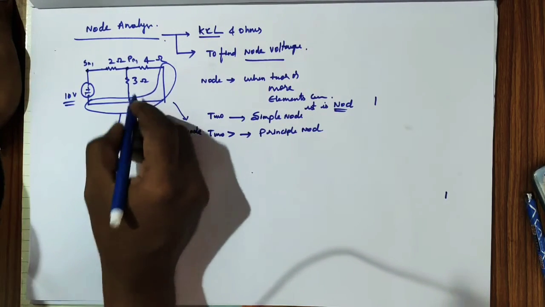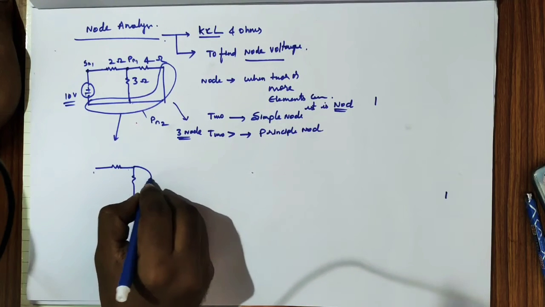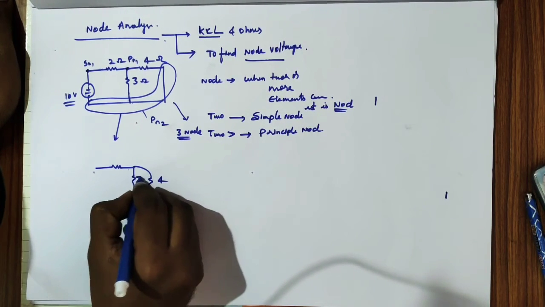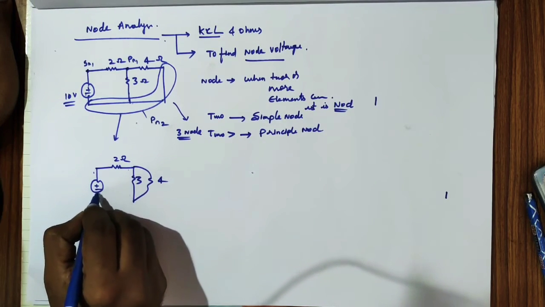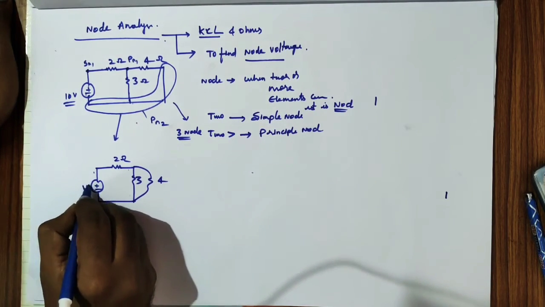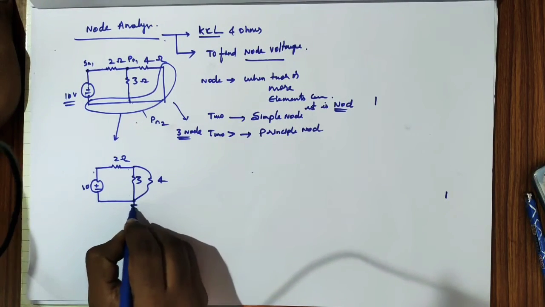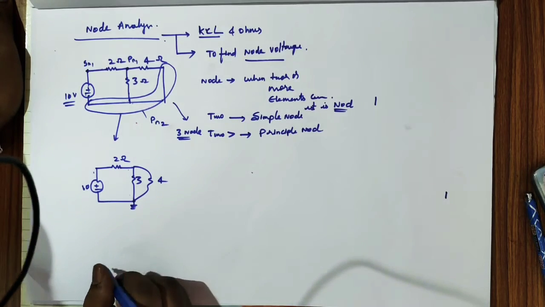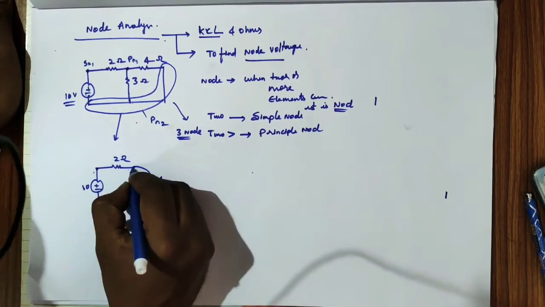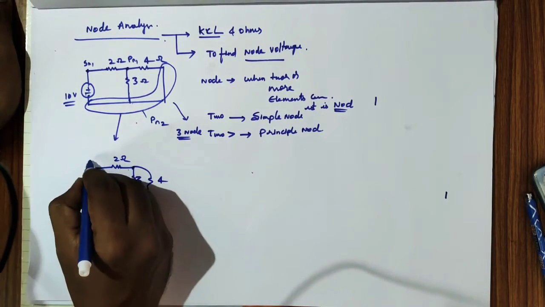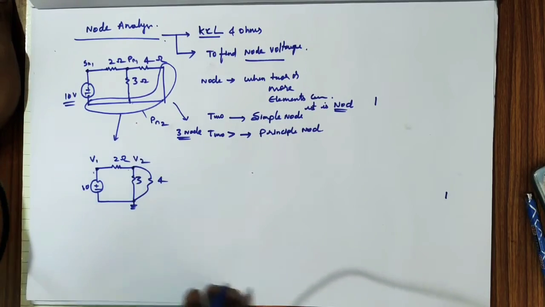So I am representing this circuit in this fashion. It is 4 ohms, this is 3 ohms and this is 2 ohms, and a source having 10 volts. So I am making this node 3, that is one principal node, as ground, and we rely on the other nodes. Let us say this simple node is V1 and this node is V2.